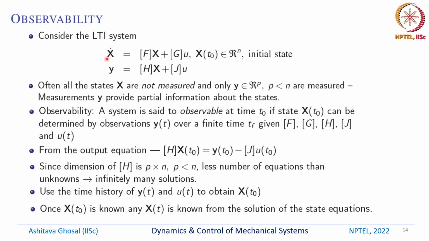So what is the solution? X of t is e to the power F t into x of t0 plus some integral, that convolution term. So if I know the initial condition x of t0 at t0, then I can use the state equations to find any other x of t.